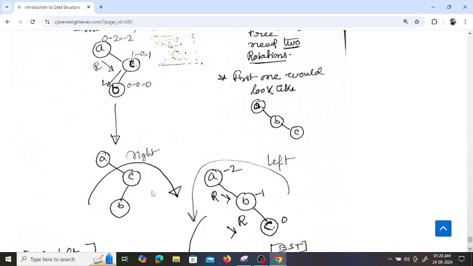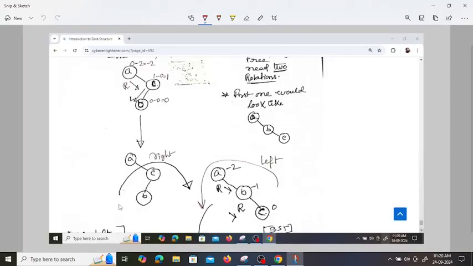Once you do the right rotation, what will happen? In this case, B will come here, and C will be here only. So this figure is basically the same as the first condition.